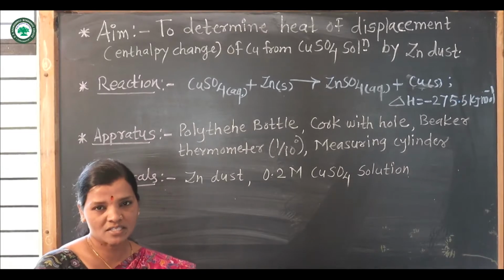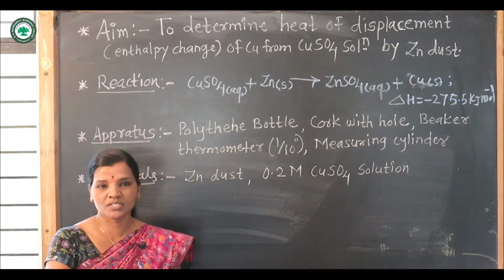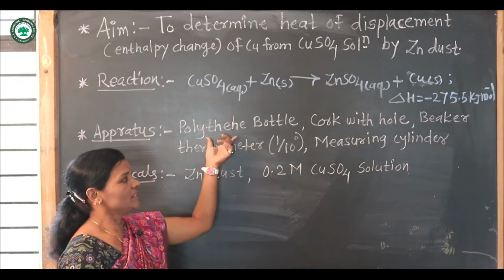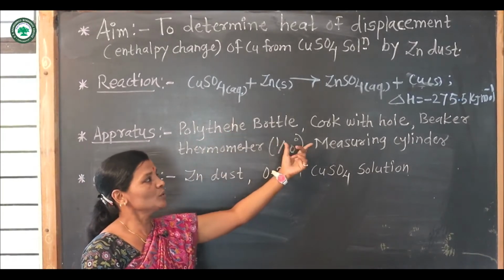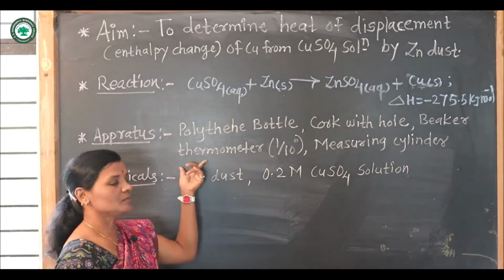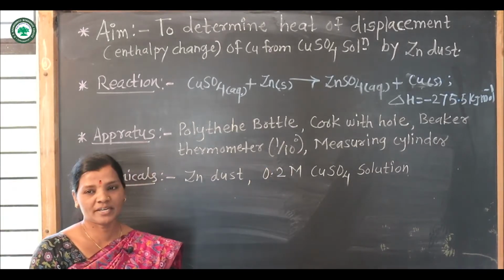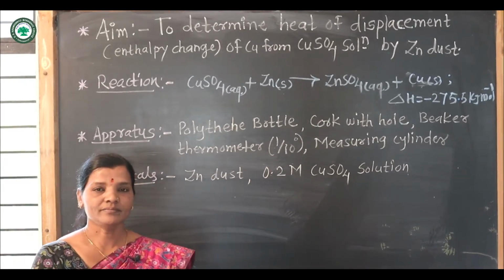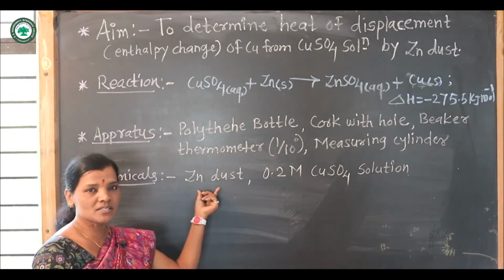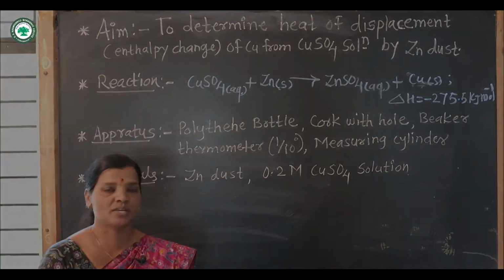And so let us see here what apparatus we have to use. We have to use a polythene bottle, then a cork that has a hole, then a beaker, a thermometer of 110 degree Celsius and a measuring cylinder. Now here the chemicals we have to use are zinc dust and 0.2 molar copper sulfate solution.